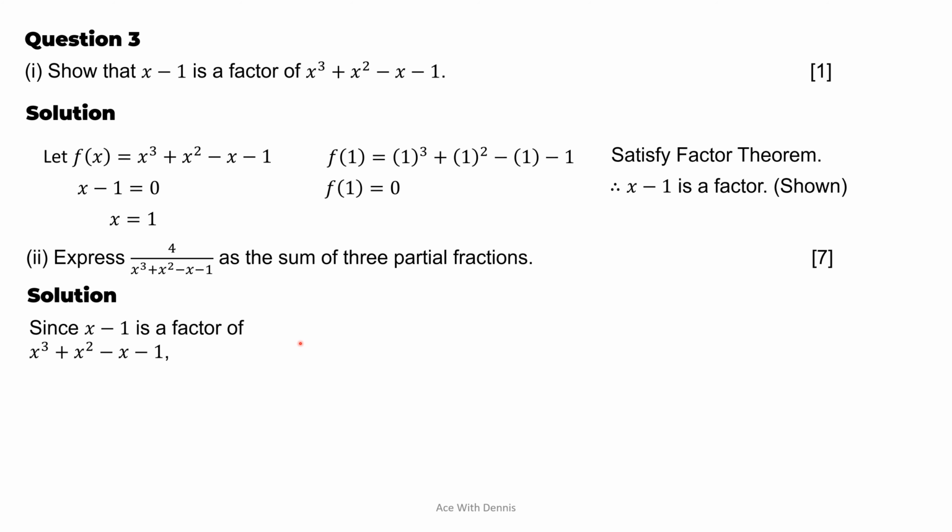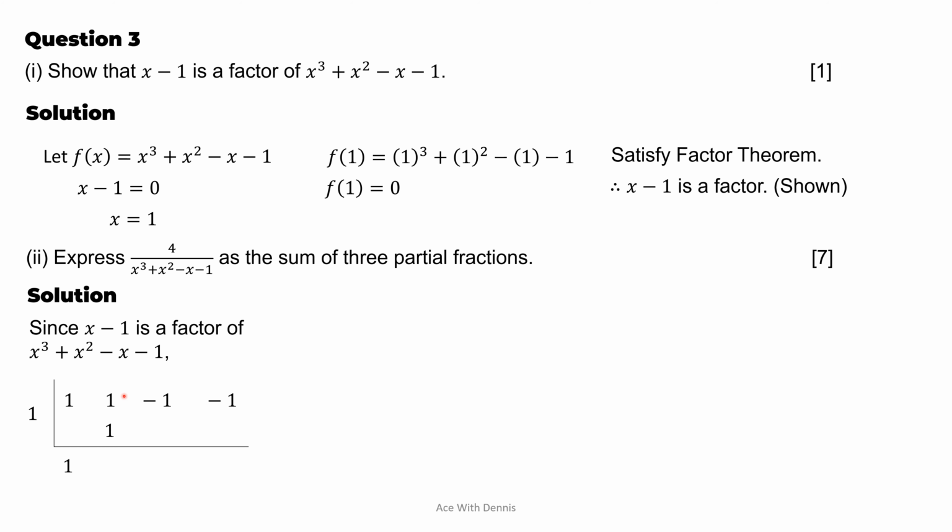There are two ways. Either we can use long division or we use the synthetic method. To make the calculation easy, I just use the synthetic method. Of course, you can use the long division method if you want. So this is what we do. 1 we put here, and then we copy down all the coefficients of this expression. So we have 1, 1, minus 1, minus 1. We copy down the 1.